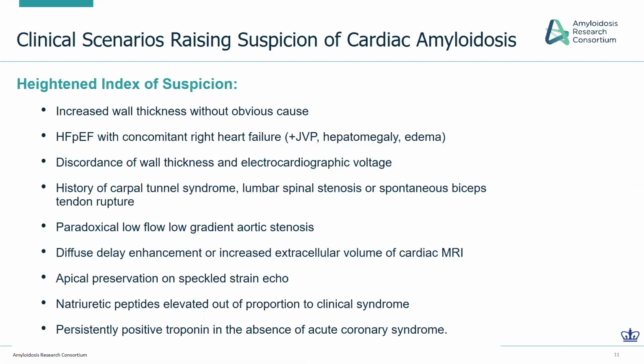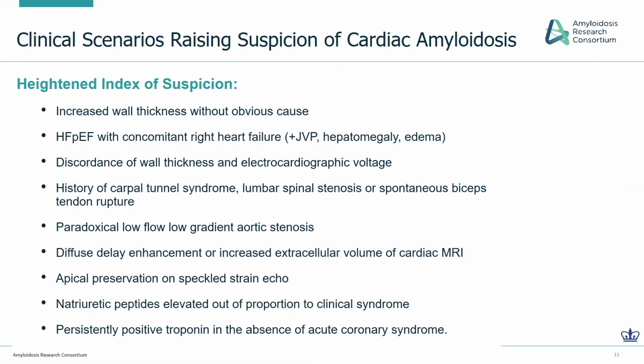So here are some clinical scenarios that should raise a suspicion in your mind of cardiac amyloidosis. And again, a heightened index of suspicion is key. Obviously, patients have an increase in wall thickness without an obvious cause, such as hypertension and/or aortic stenosis, for example. Heart failure in the setting of preserved ejection fraction, particularly when there's concomitant right heart failure, as evidenced by JVP, hepatomegaly, and lower extremity edema. The classic finding of discordance between the increase in wall thickness and the EKG voltage. So it's not just looking for low voltage, but integrating the voltage and the wall thickness.